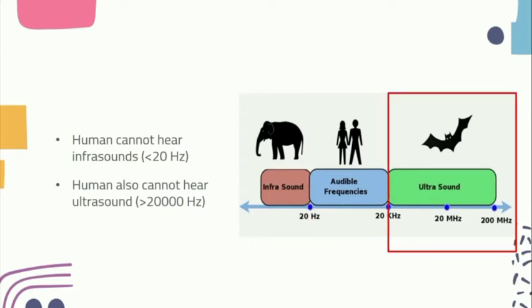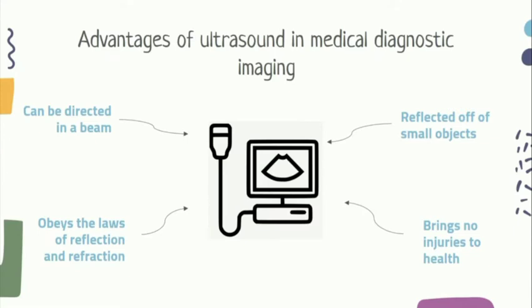Ultrasound also cannot be heard by human as it has frequency above 20 kHz. Ultrasound is an imaging method that uses high-frequency sound waves to produce image of structures within our body. Advantages of ultrasound in medical diagnostic imaging. Ultrasound can be directed in a beam and it obeys the laws of reflection and refraction. Ultrasound also reflected off of small objects and brings no injuries to health.